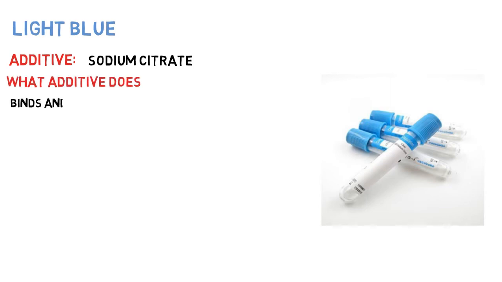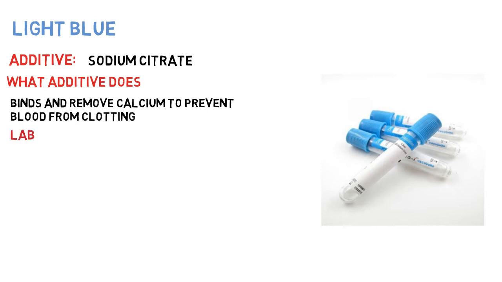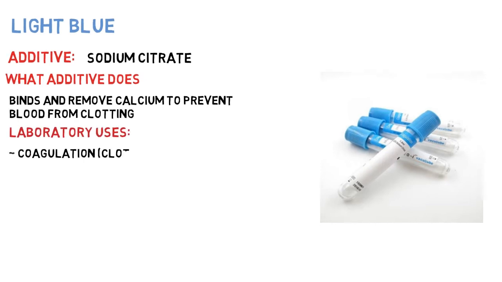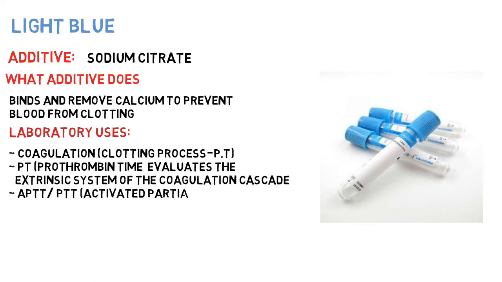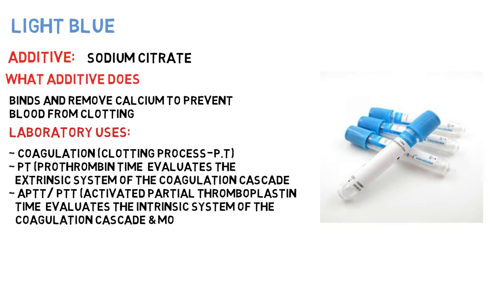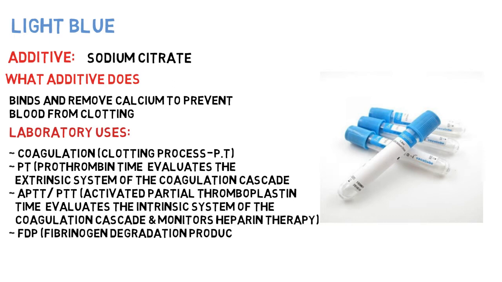Light blue vial. It has an additive sodium citrate. What does the additive do? It binds and removes calcium to prevent blood from clotting. Lab uses. It can be used for coagulation studies. Prothrombin time, PT, evaluates the extrinsic system of the coagulation cascade. APTT, activated partial thromboplastin time, evaluates the intrinsic system of the coagulation cascade. FDP, fibrinogen degradation products, TT, thrombin time, and factor assays.